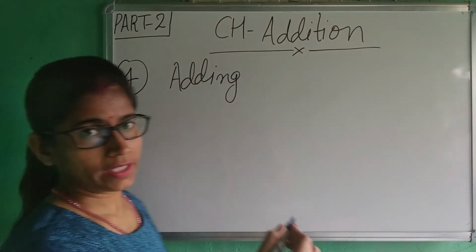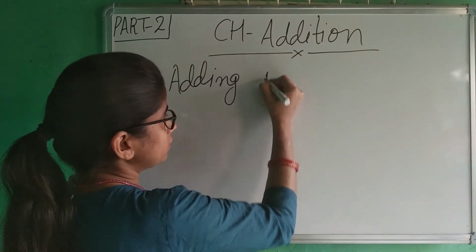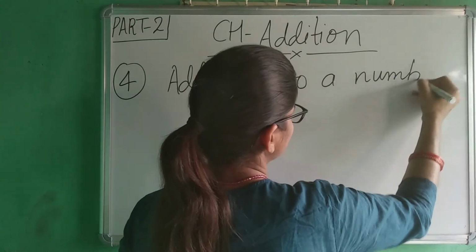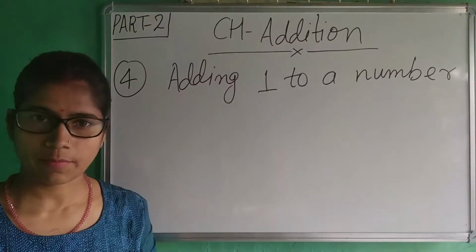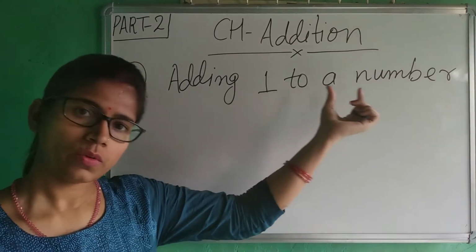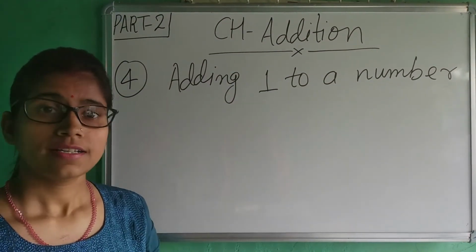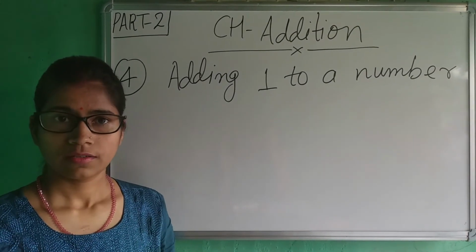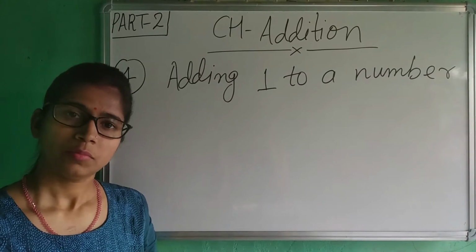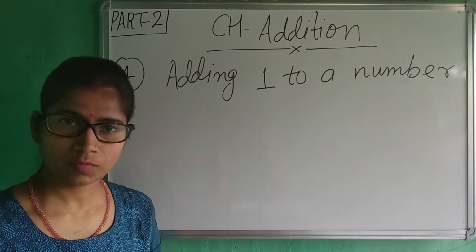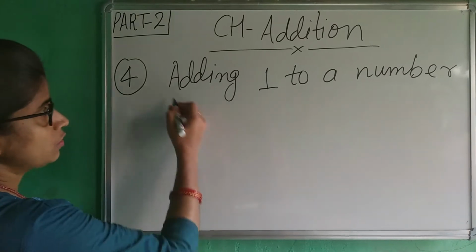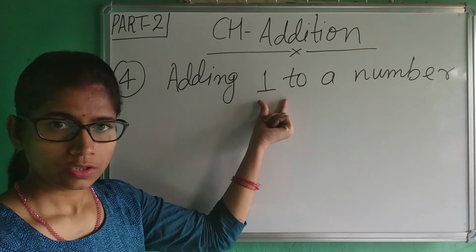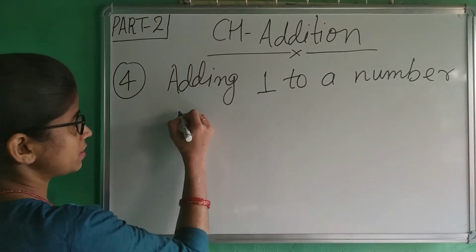The fourth property is adding 1 to a number. What will happen when you add 1 to any number? You will get the successor of a number. Do you remember that? What is successor? In successor, you add plus 1. I hope that you remember that. So, what will you get when you add 1 to any number? You will get the successor.